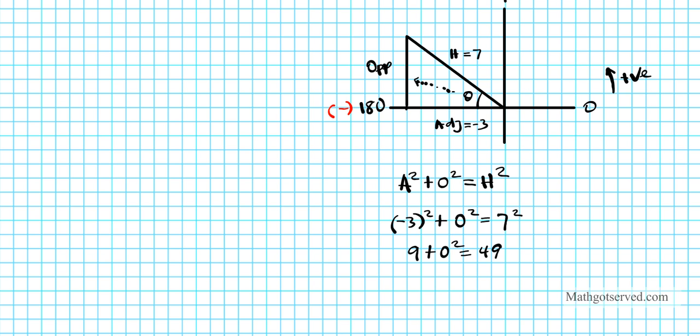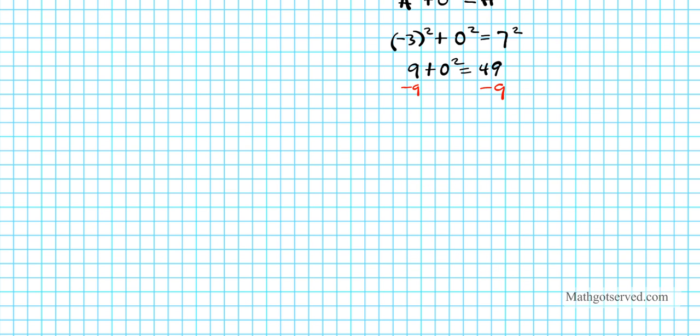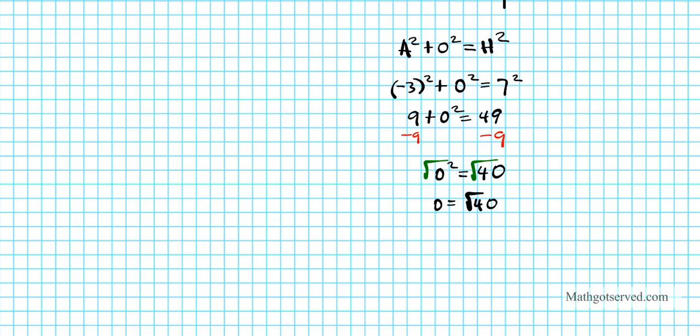So subtract 9 from both sides, and what we'll have is O squared equals 40. To get O by itself, you root both sides, and you have O equals root 40. Now the question is, can root 40 be simplified?